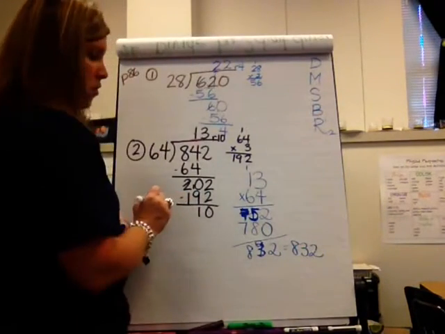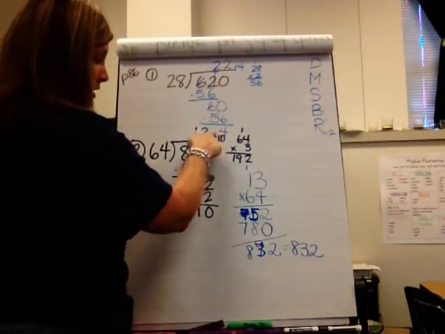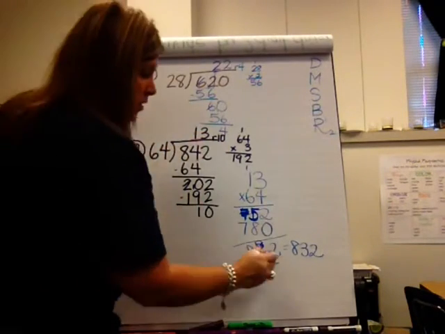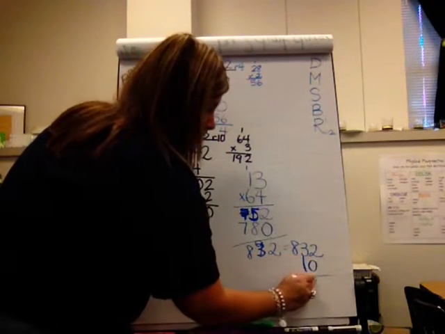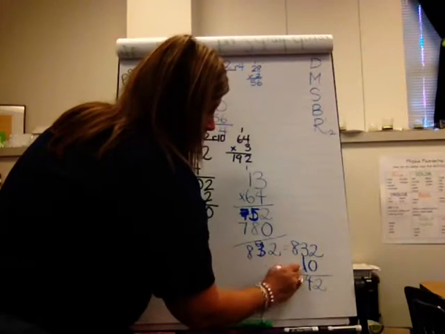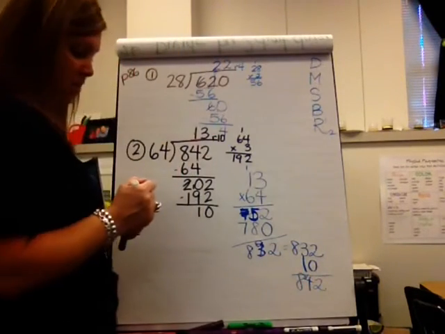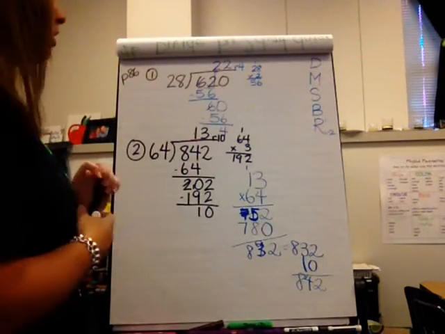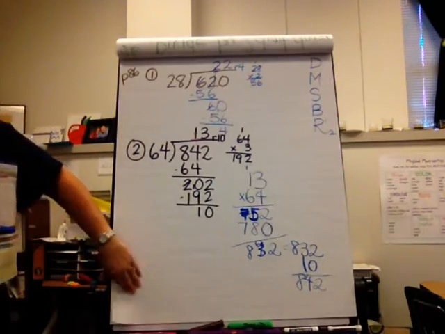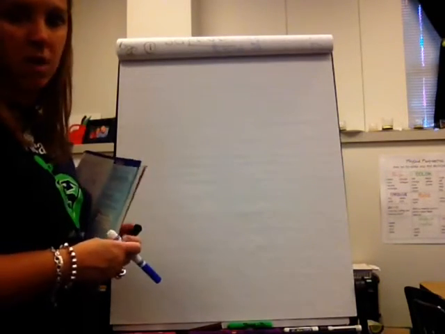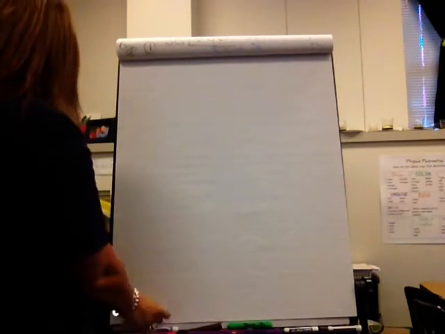832. Well, the reason it's not quite right is because I do not have my remainder. I add my remainder, and that is the correct answer. Okay? So when in doubt, you can always check your work. You don't always have to check your work, but it's always going to help you. Why would you not want to make sure your stuff is correct?